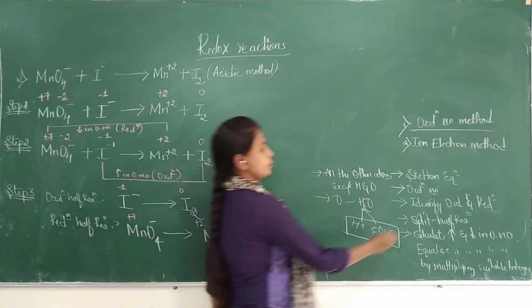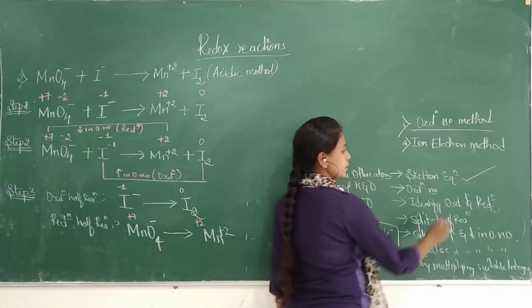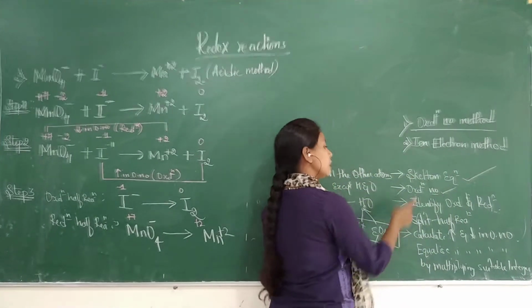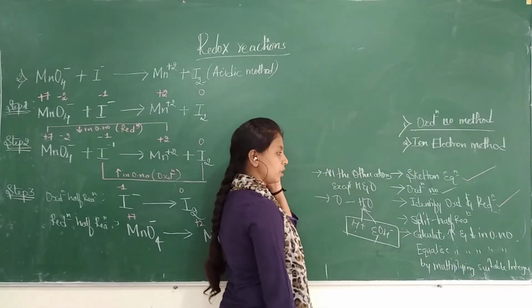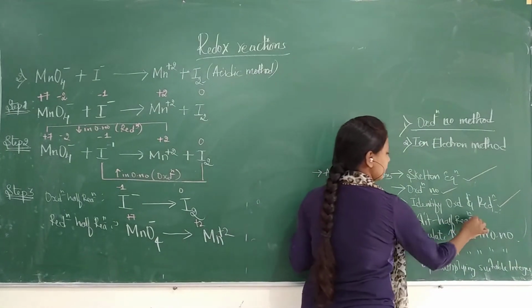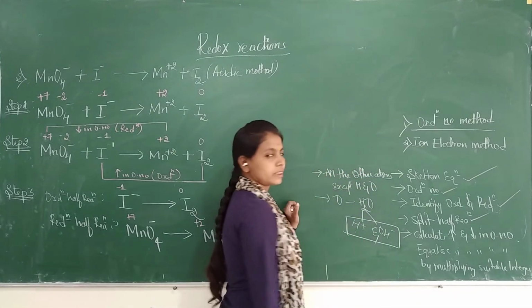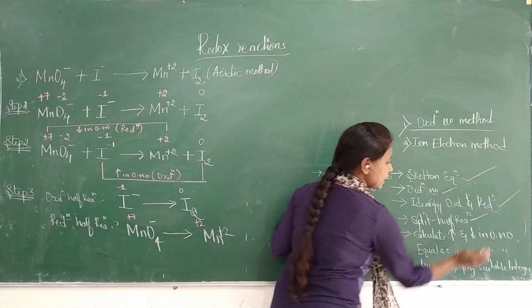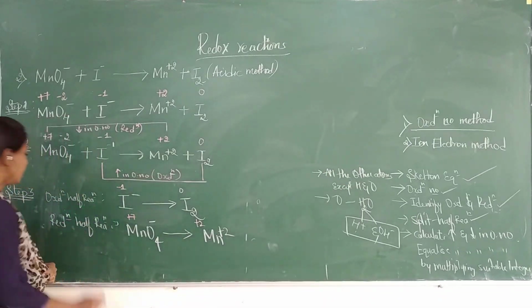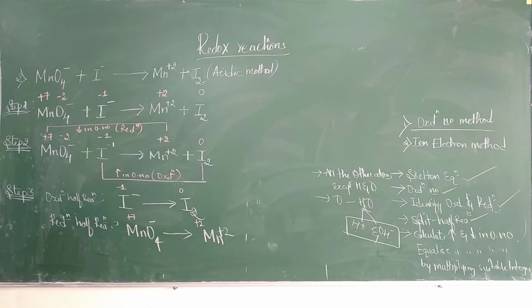First we wrote a skeletal equation. Next we wrote the oxidation numbers. Considering the oxidation numbers, we identified where oxidation and reduction are occurring. Next we split the equation into half reactions, the oxidation half reaction and the reduction half reaction. Next you have to calculate the increase and decrease in the oxidation number. By how many has it increased in the oxidation half reaction?